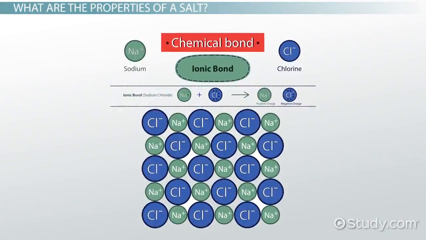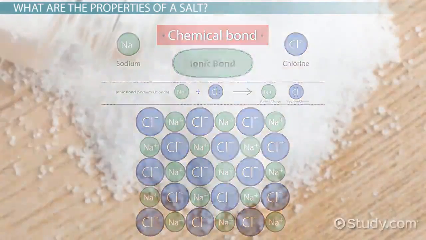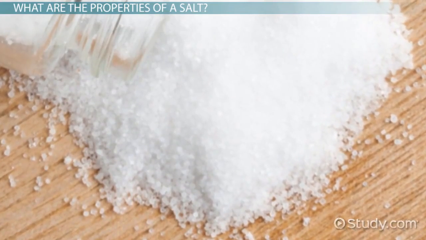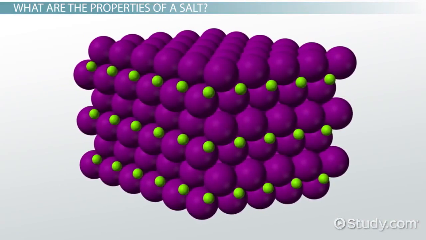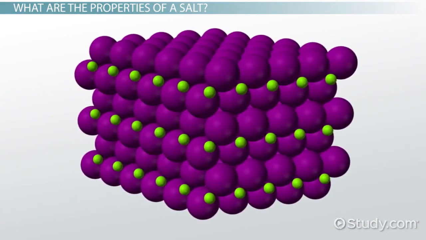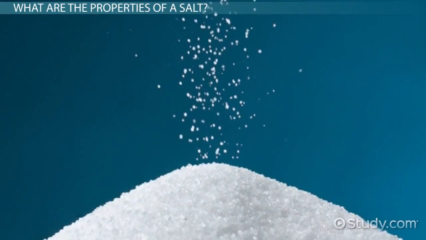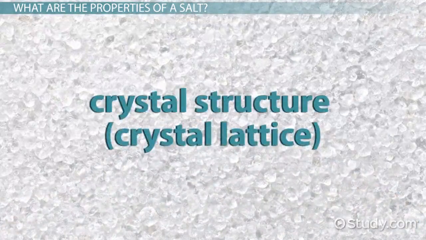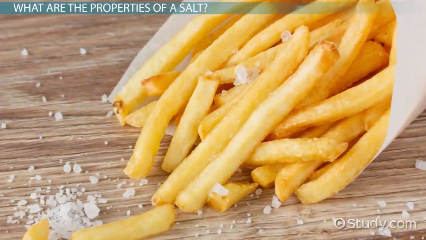The physical and chemical properties of materials are closely linked to how they are bonded together. We now know that ions in a salt are strongly attracted to each other, forming strong ionic bonds. It takes a lot of energy to break apart an ionic bond, and the stronger the attraction, the stronger the bond. This attraction between ions means that a compound with ionic bonds will have a strong, ordered structure. Salts often form a crystal structure or crystal lattice, a highly ordered formation of molecules. This is why we get crystals of salt on our fries.